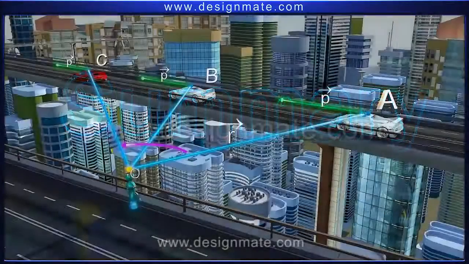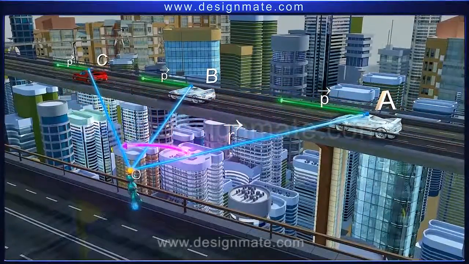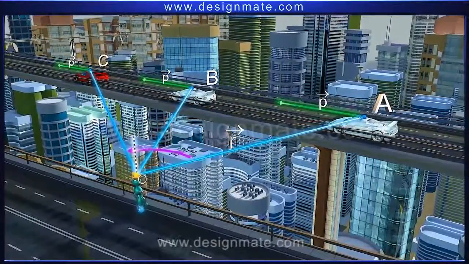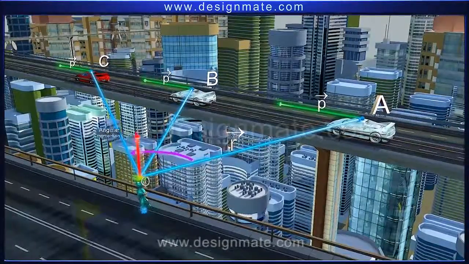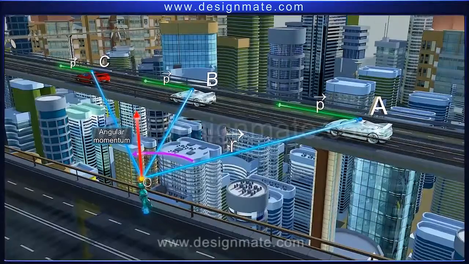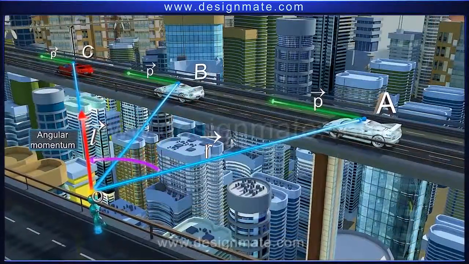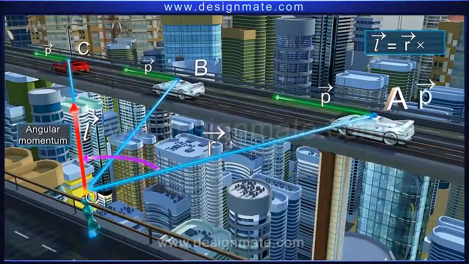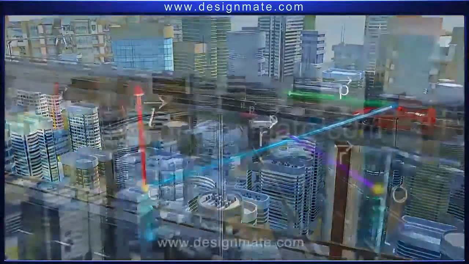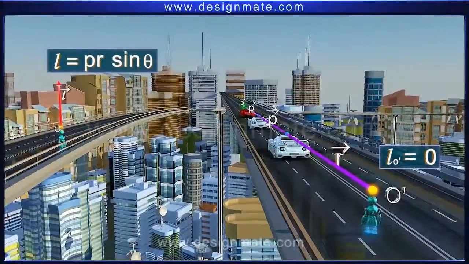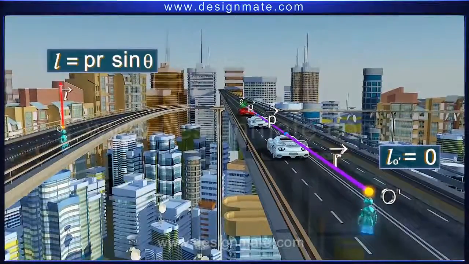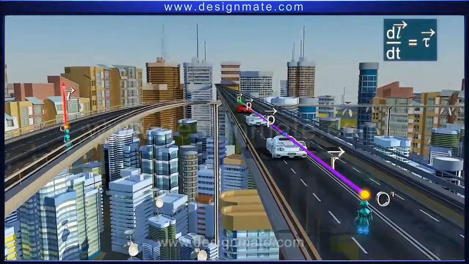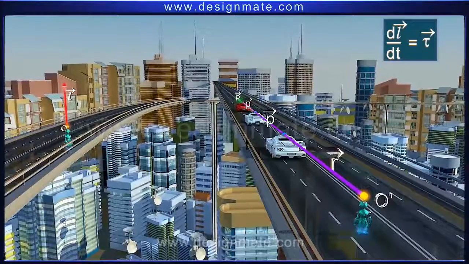Summary. Any moving object can be attributed rotation with respect to some fixed point or axis. The object is then said to possess angular momentum about that fixed point. For a single moving particle, angular momentum is defined as vector L is equal to vector r cross vector p. It is a vector quantity. Since angular momentum depends upon the choice of reference point, it is not an intrinsic property of the object. The rate of change of angular momentum of a particle is equal to the external torque acting on it.